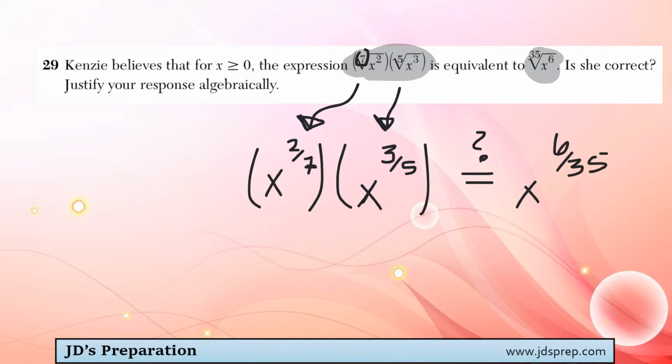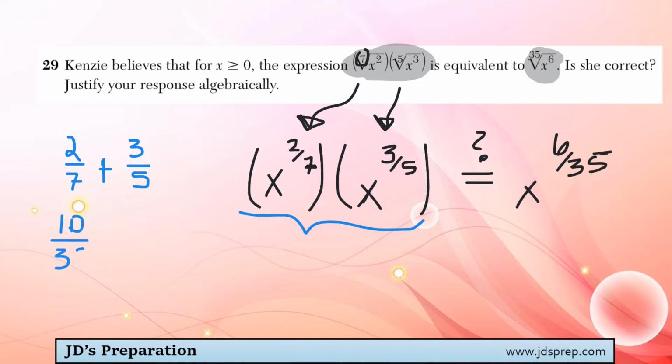So to see if these are the same, we need to remember our exponent laws. Because we're multiplying two powers here with the same base, we can add their exponents together. So just off to the side here, we need to figure out what is 2/7 plus 3/5. That's the same thing as 10 over 35 plus 21 over 35, which becomes 31 over 35.